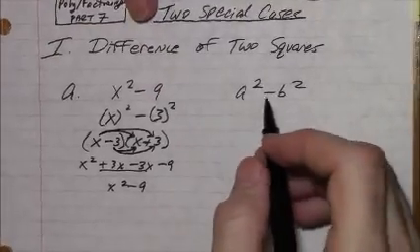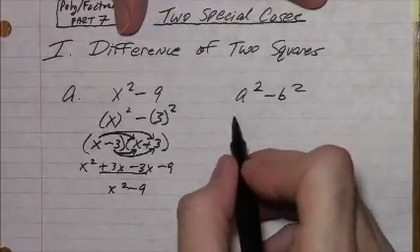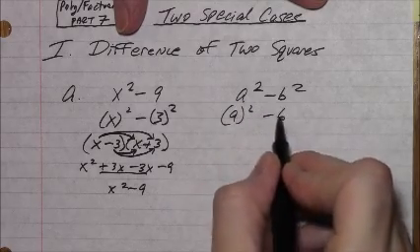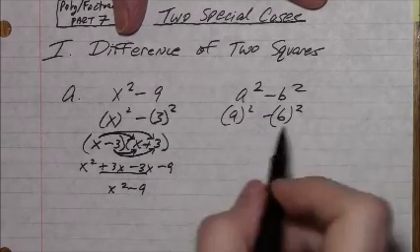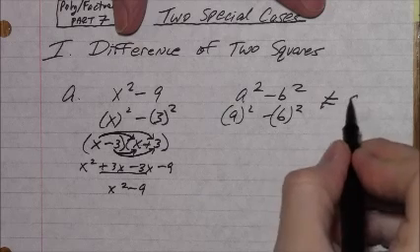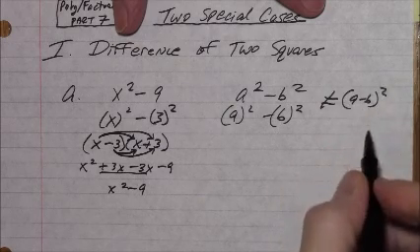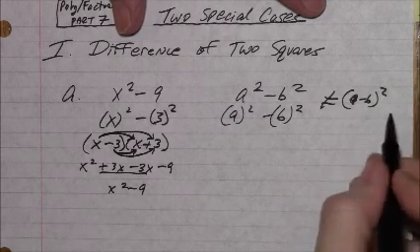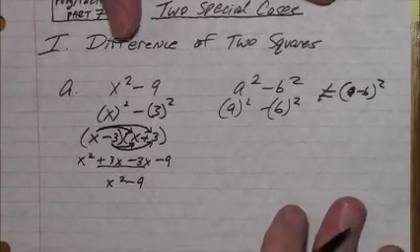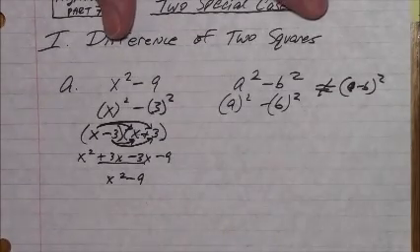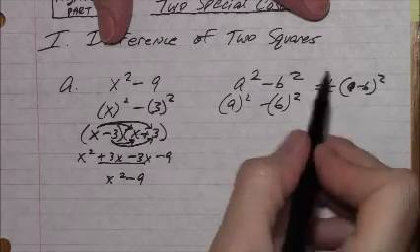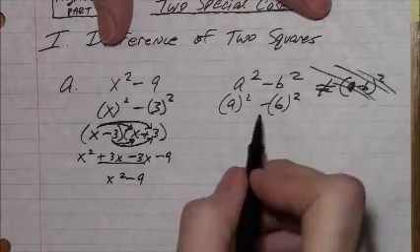Here it is in algebraic notation. We have a squared minus b squared. This is not a minus b being squared, because then it would be a minus b times a minus b, and with the same sign, you'd end up with a middle term. They would not cancel out. So this is something we don't want to consider.